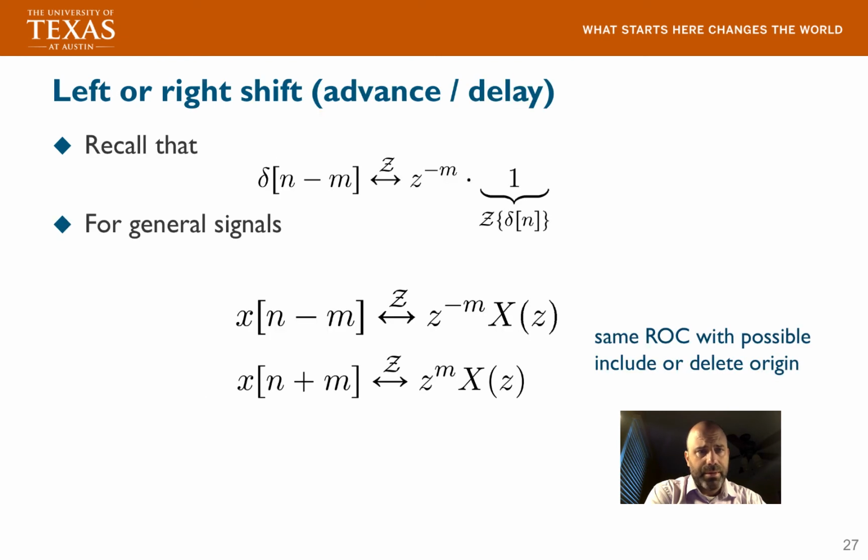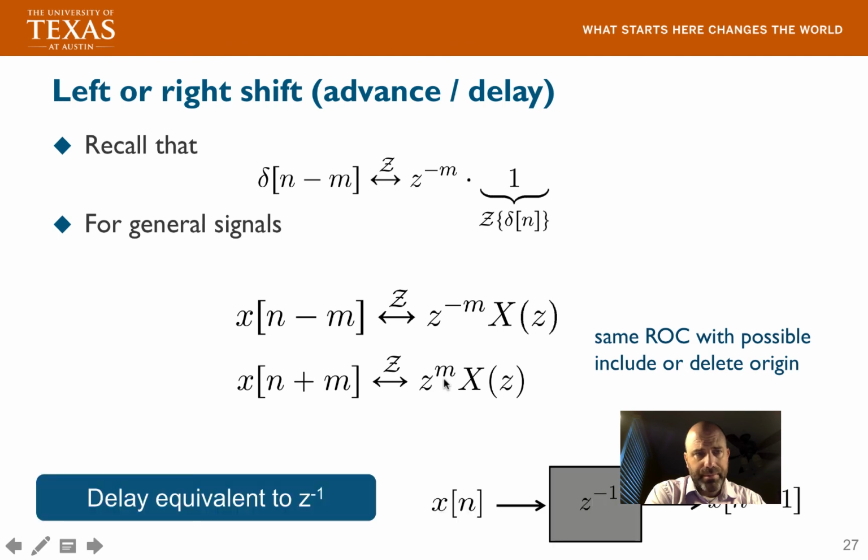That summarizes the properties. So recall that if we have a left or right shift, the delta becomes z to the minus m times a constant. So for general signals, if we shift the n by m, then that corresponds to multiplying the z-transform by z to the minus m. The reason is that it just comes from a change of variables. Similarly, advancing the signal gives us a factor of z to the m on the positive side.